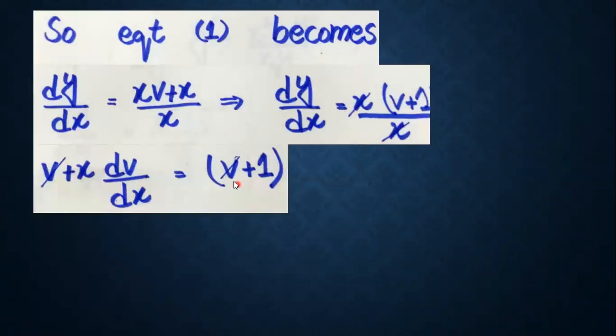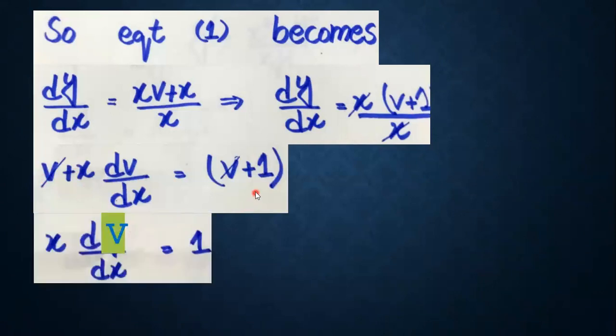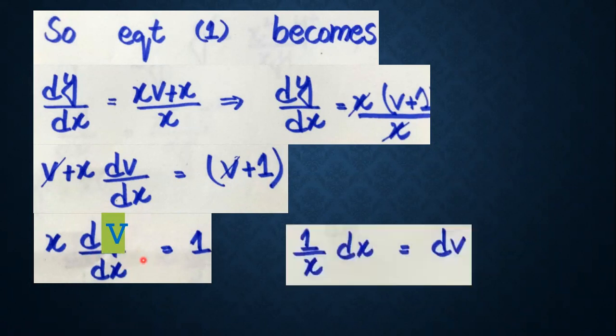In this case, on both sides, I'm going to cancel this v with this v. So what we have is x dv over dx is equal to 1. Now I'm very close to separating these variables in terms of v and x. If I take this x to the other side, it becomes 1 over x, and the dx, which is divided, becomes multiplied when I take it to the other side, and we keep this dv as it is.